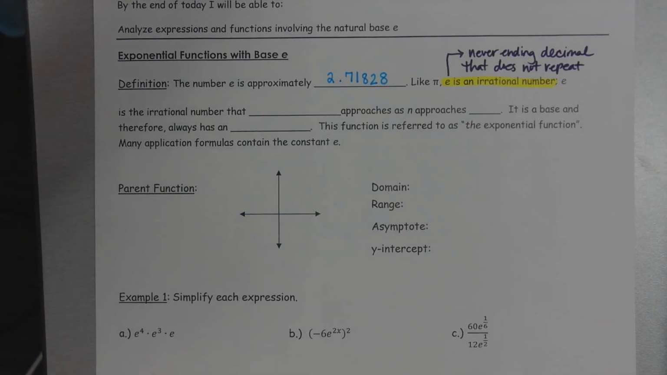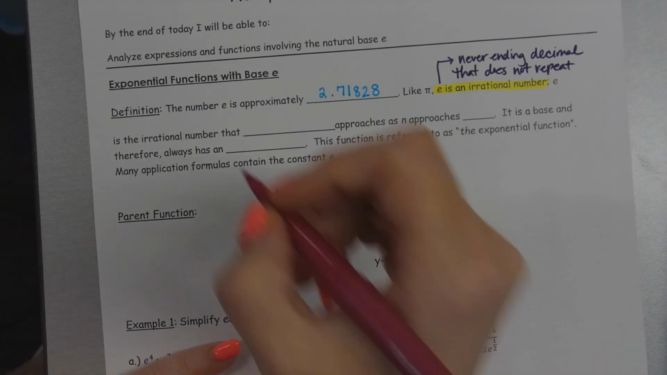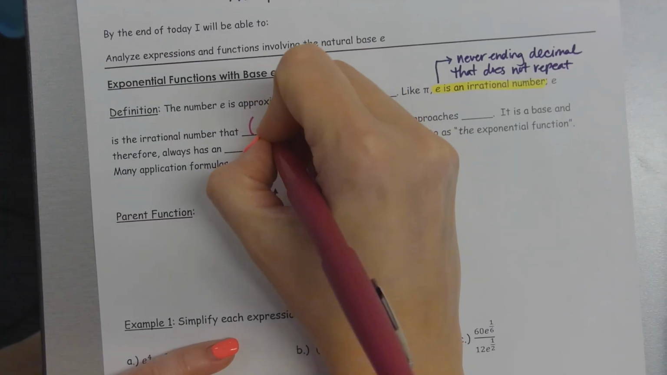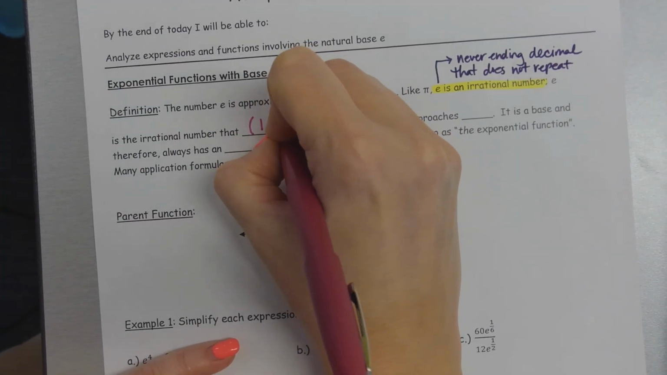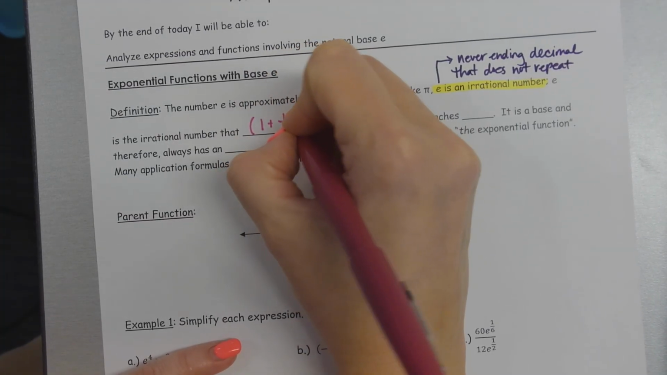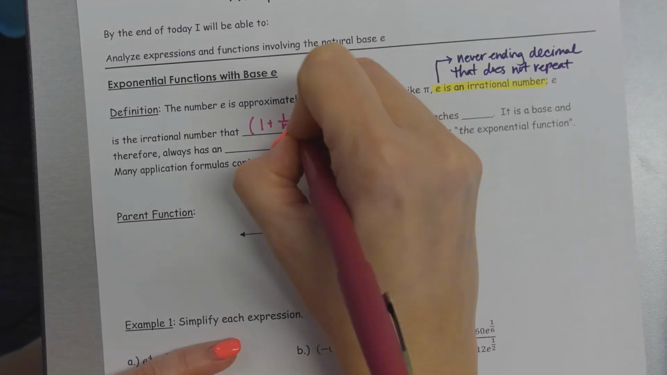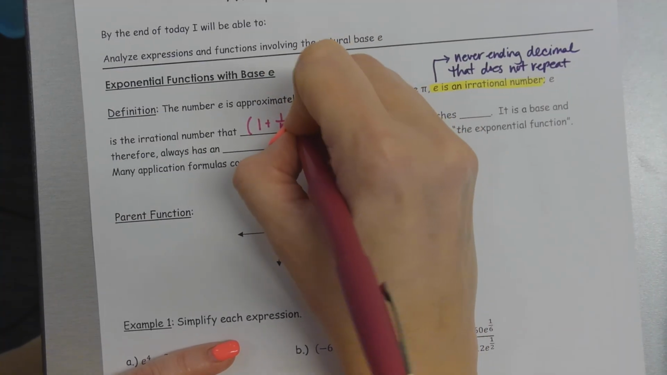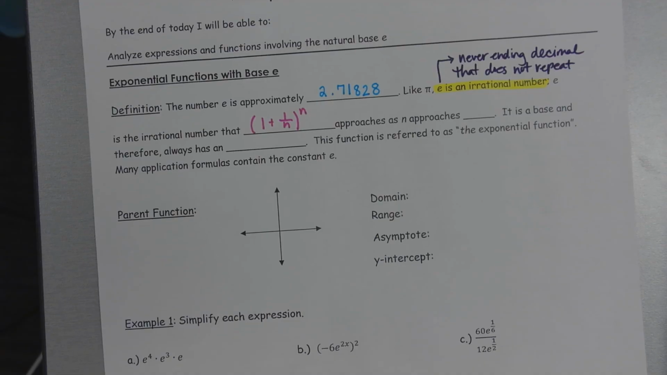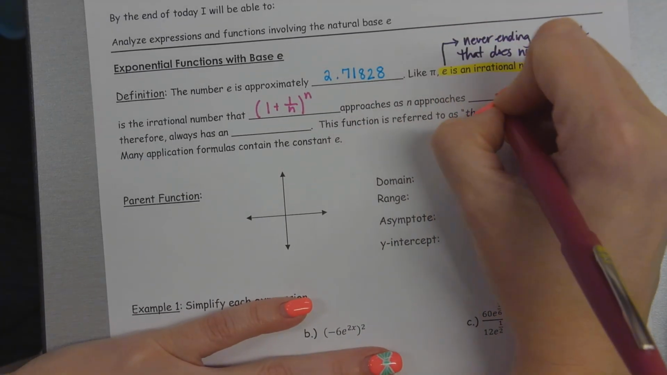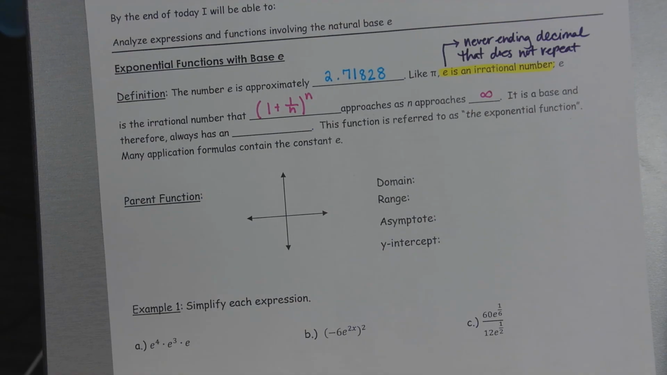The value of E can be approximated from a special formula, 1 plus 1 over n, to the power of n. And this number is what happens when the value of n approaches infinity. That's where this value comes from.